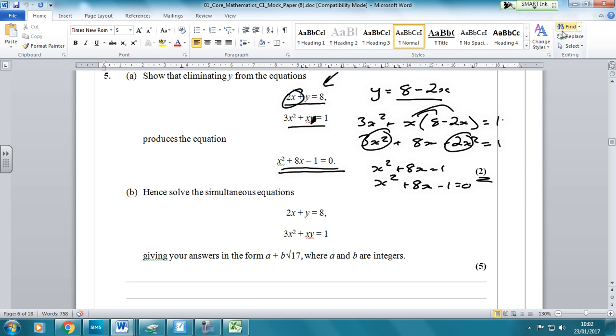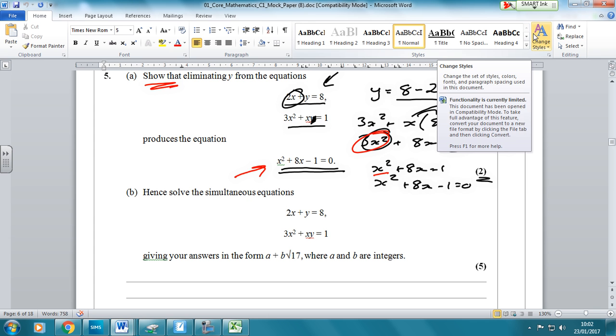Now in theory I could have done 2 of those steps at once, so I could have done 3x squared take away 2x squared to get the x squared, and then just brought the 1 over. But on this show that question, you've got to put in a few extra steps. Put in as many steps as you can, just to make it really obvious what you're doing. Because you're given the answer here, it's very, very tempting just to go straight to the answer. But what they're looking for is you to know step by step what it is you're doing.